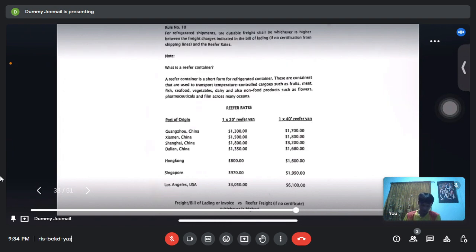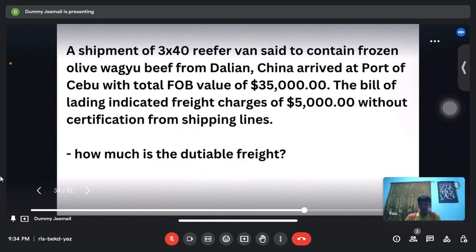Example 3 is to further understand rule number 10. A shipment of 3 by 40 reefer van said to contain frozen olive wagyu beef from Dalian, China, arrived at port of Cebu with total FOB value of $35,000. The bill of lading indicated freight charges of $5,000 without certification from shipping lines. So without, we are going to compare. So solve that.